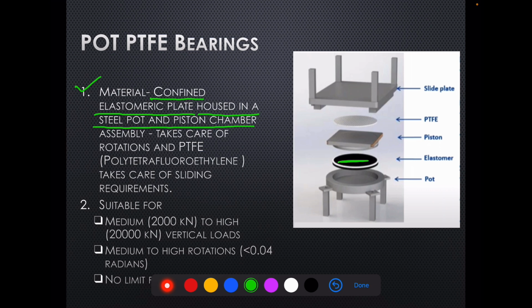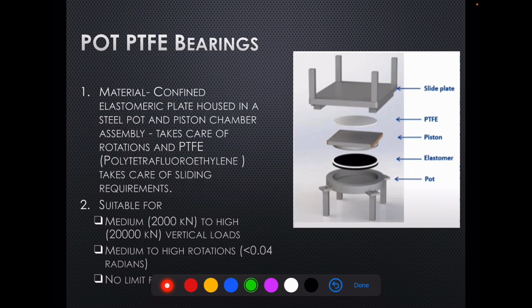So this is the elastomeric plate. It is housed in the piston pot arrangement. Takes care of rotation by differential settlement. And PTFE, which means polytetrafluoroethylene, takes care of sliding requirements. So this takes care of rotational requirements by differential settlement, and the PTFE takes care of sliding movements. So this is how this bearing functions.